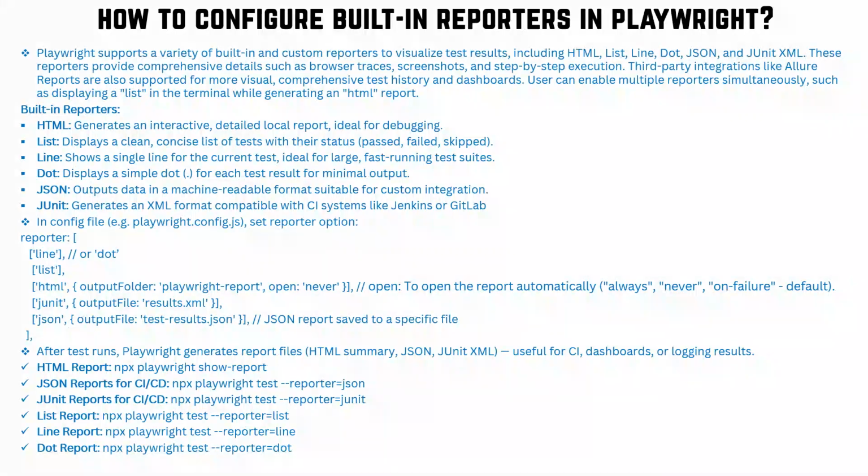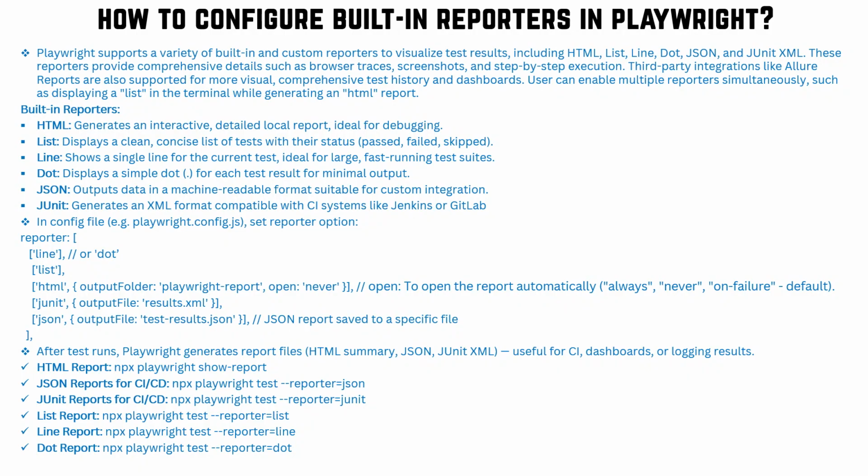So Playwright already supports a couple of default built-in reporters. Playwright supports a variety of built-in and custom reporters to visualize test results. Built-in reporters include HTML, list reporter, line reporter, JSON reporter, dot reporter, and JUnit XML reporter. These reporters provide comprehensive details such as browser tracing, screenshots, and step-by-step execution. We'll discuss all these parts slowly, and you will learn how to capture screenshots, work with traces, and how you can create a video of the full execution. All this stuff we will be learning.